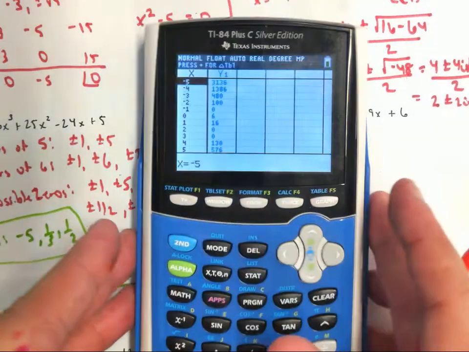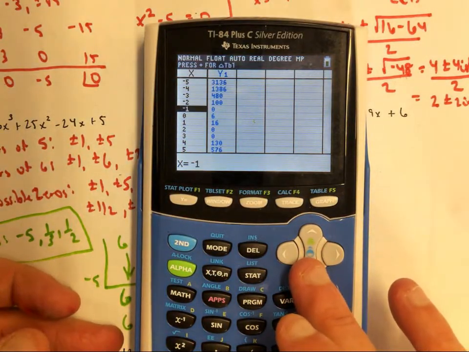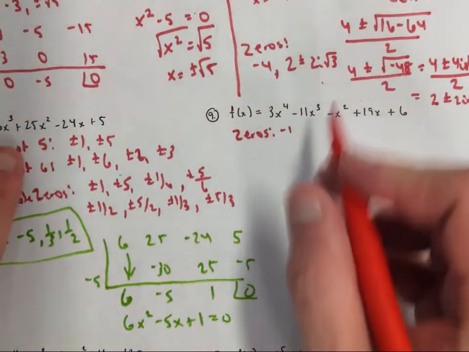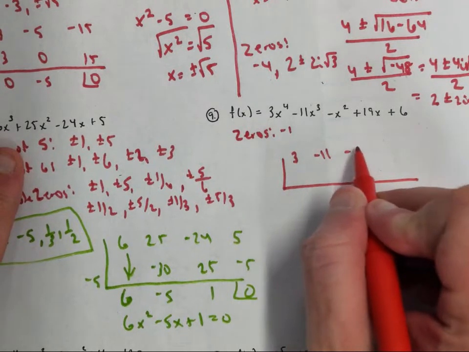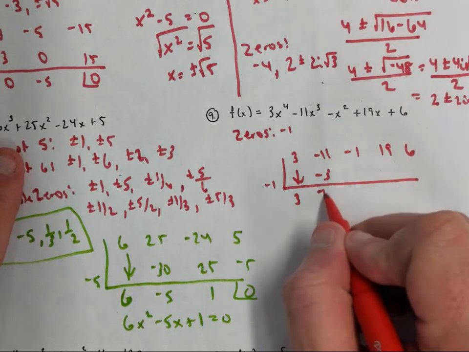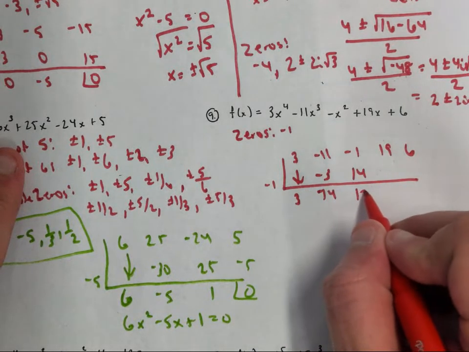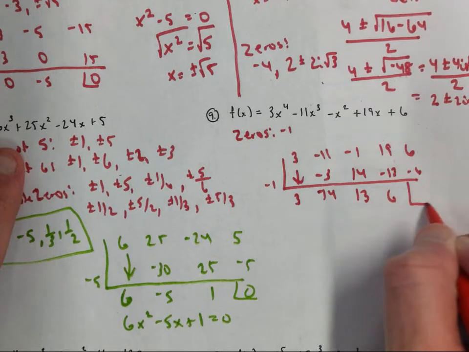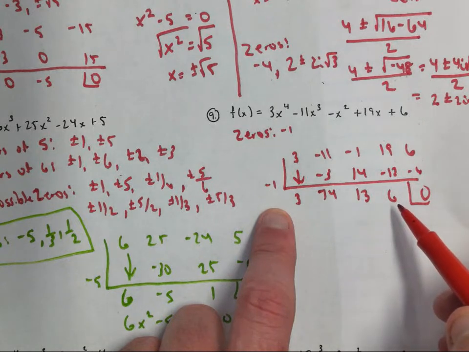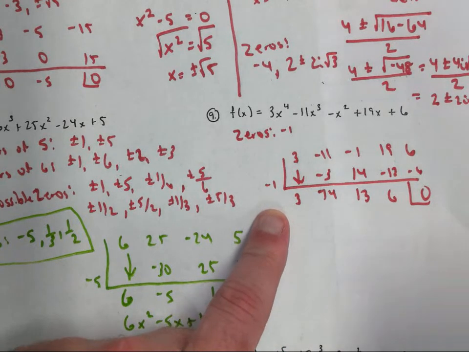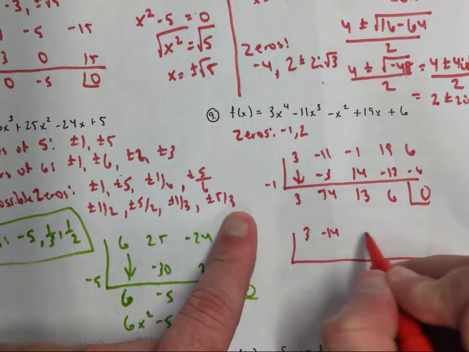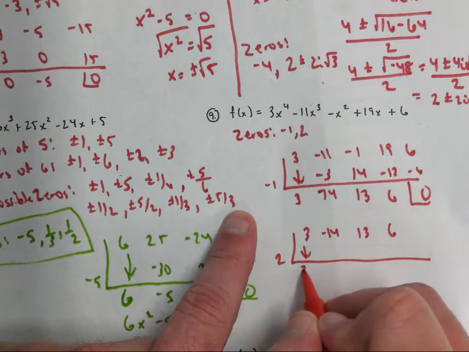Looks like -1 is a zero. If I check my table, -1 and 2 and 3, so I can use -1 and 2. So I'm going to use -1, and I'm going to break it down. I use -1 to break it down to 3, -14, 13, and 6. And now I'm going to use the other zero, 2, to break it down again. So I'm going to put 3, -14, 13, 6, and use 2.